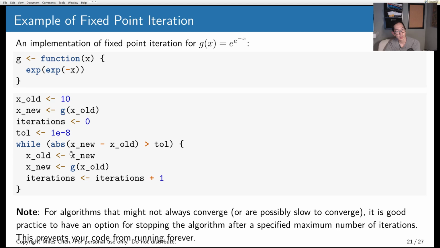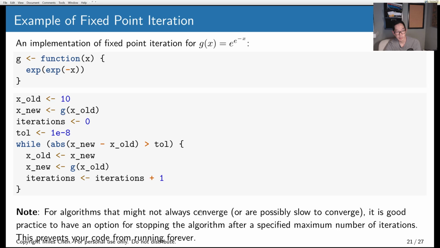This is my current value. It becomes the old value, and I apply g to the old value to get the new one. And that's it. I'm just keeping track of how many iterations I've done. And I just want to know, is the difference between my new value and the old value smaller than the tolerance? If it is, we'll quit out.